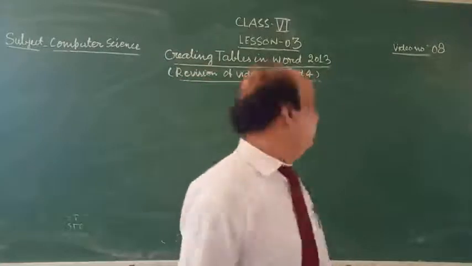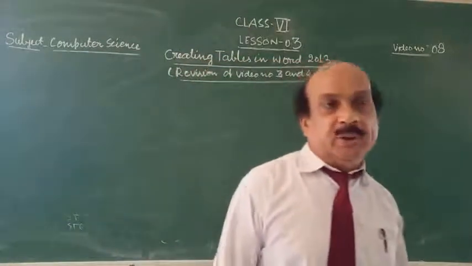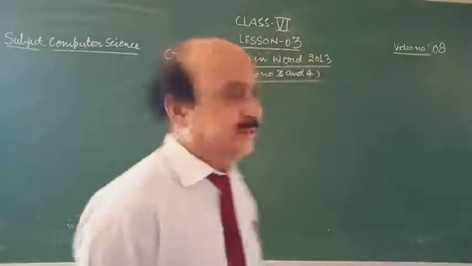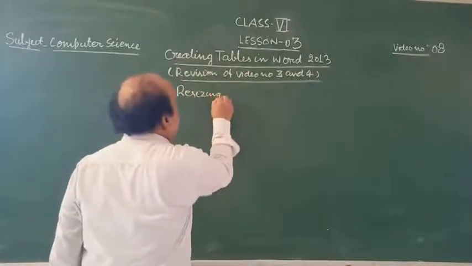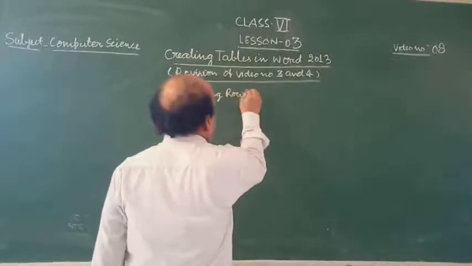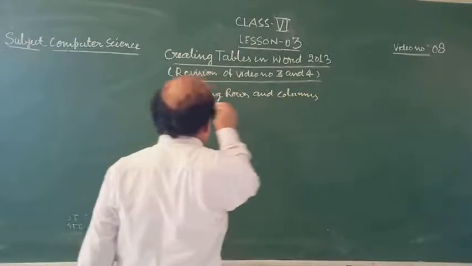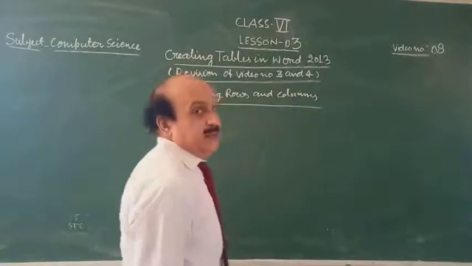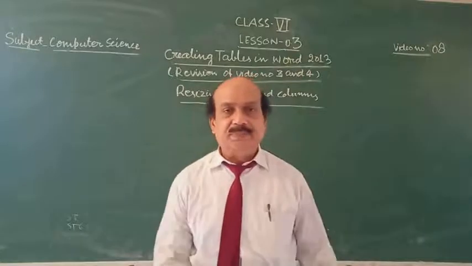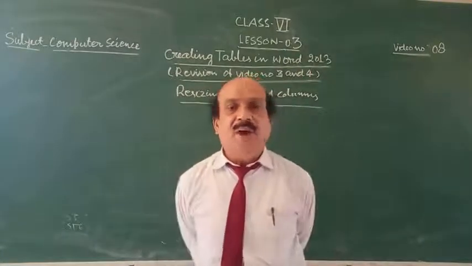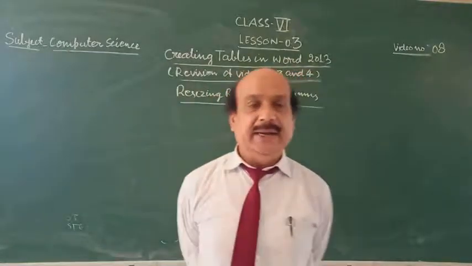In the sequence of revision on the chapter Creating Tables in Word 2013, today I am going to revise resizing rows and columns. We get a table, students, with all the columns and rows of equal width and equal height.